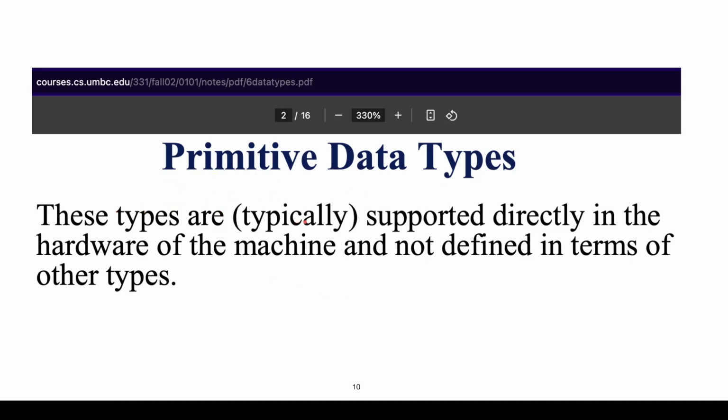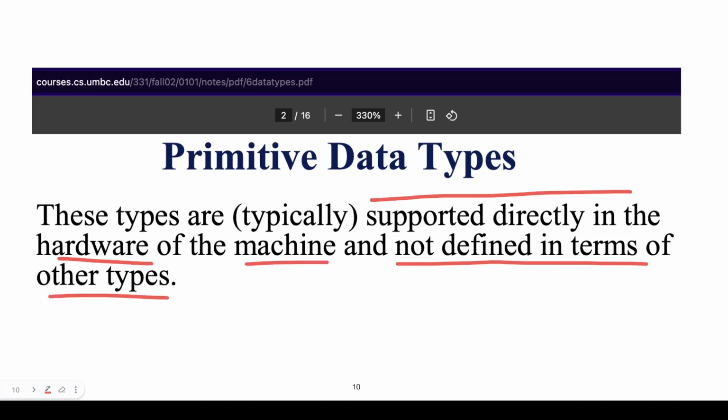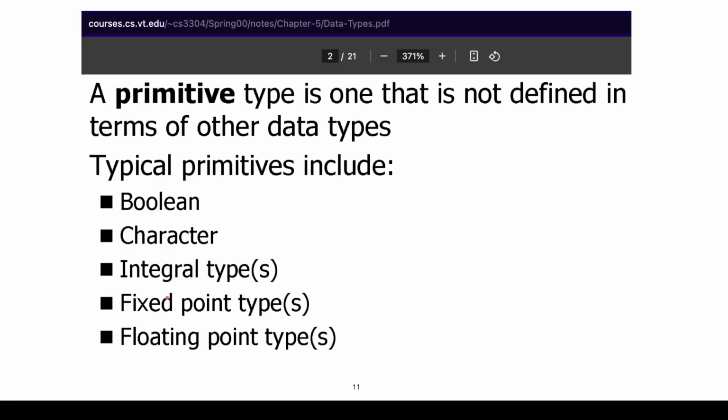So these types, the primitive types, are supported directly by the hardware of the machine, right? And it cannot be defined in terms of other types. So it's atomic in nature, you cannot decompose it further. On top of these primitives, you can have compound types or derived types, but a primitive is something that you cannot decompose. That's the idea of primitives.